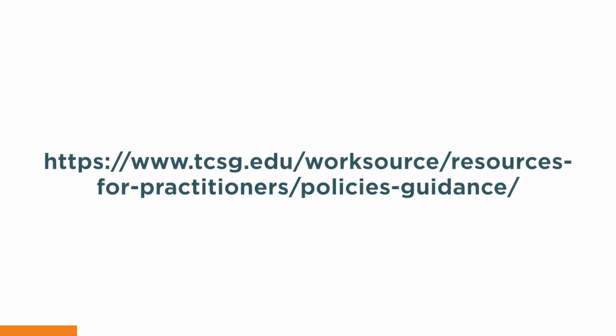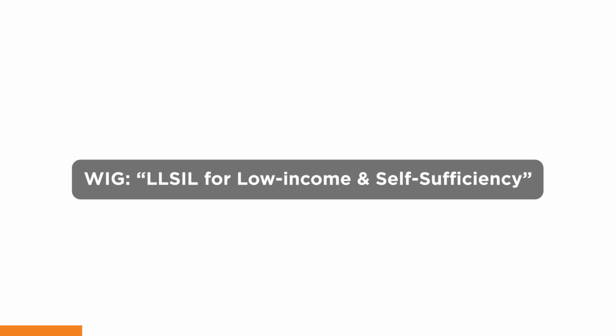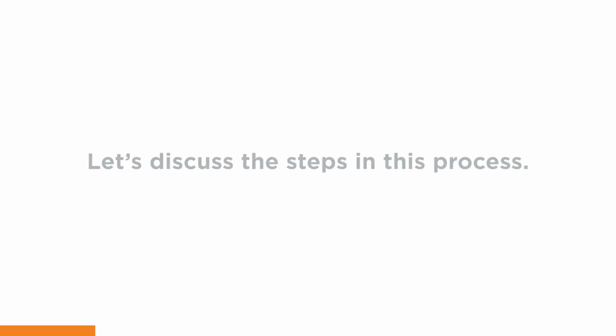You can find this guidance on the OWD website at the following link. Once on the webpage, scroll down until you find the LLSIL for low income and self-sufficiency WIG. Once you have the most recent LLSIL chart provided by OWD and the county list, then you can start the process of calculating family income. Let's discuss the steps in this process.